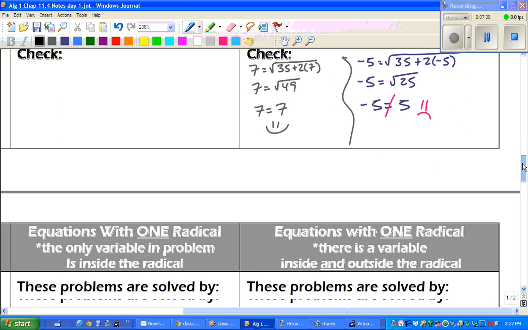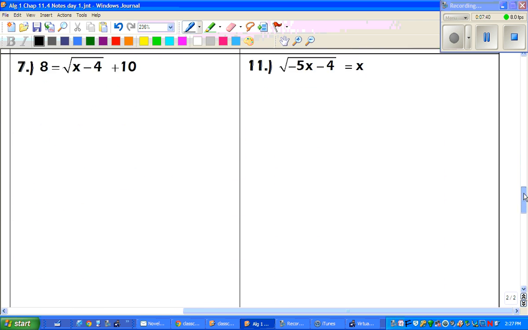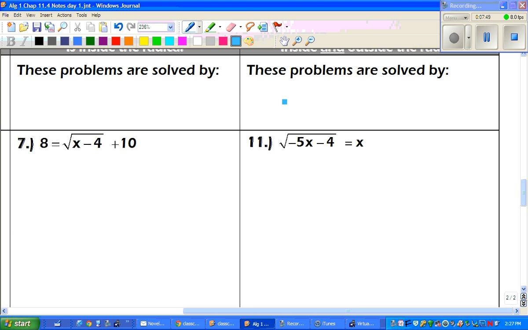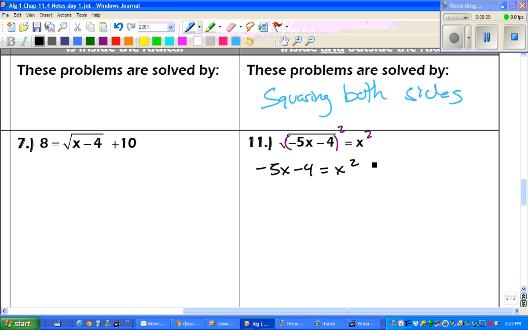Okay, let's go ahead and flip it over. Number 11. Okay, remember that we're solving these once again by squaring both sides. Put what's underneath inside parentheses. And we get negative 5x minus 4 equals x squared.